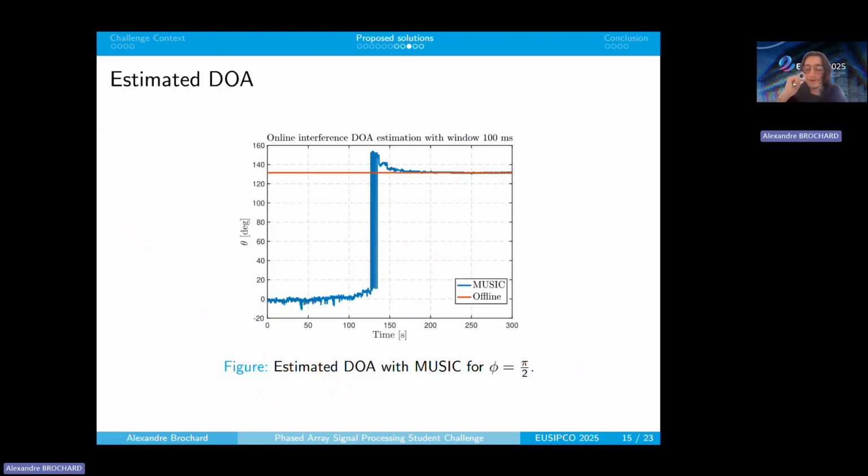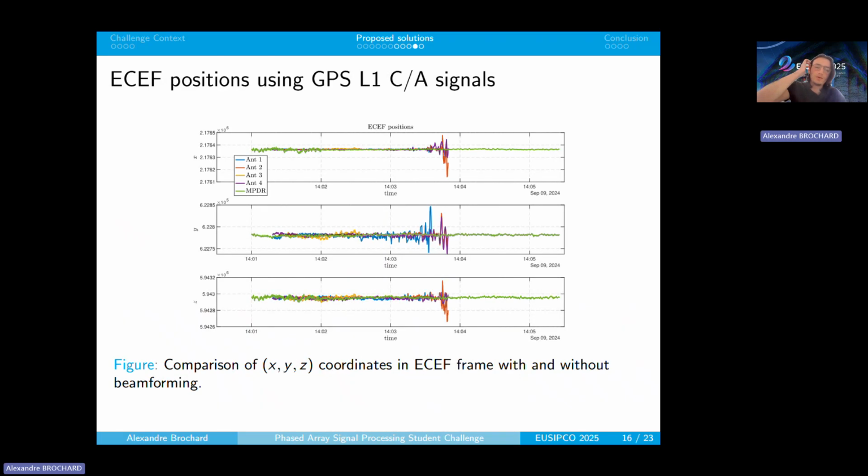For the detection and localization part, we have used MUSIC, which is an algorithm to estimate the direction of arrival. Technically, we find the same azimuth angle, but again, we are not able to detect it as soon as we should, because we detect it only at 2 minutes and 10 seconds. But we are still able to detect the jammer and to localize it, even if we focus the beamformer in the zenith direction.